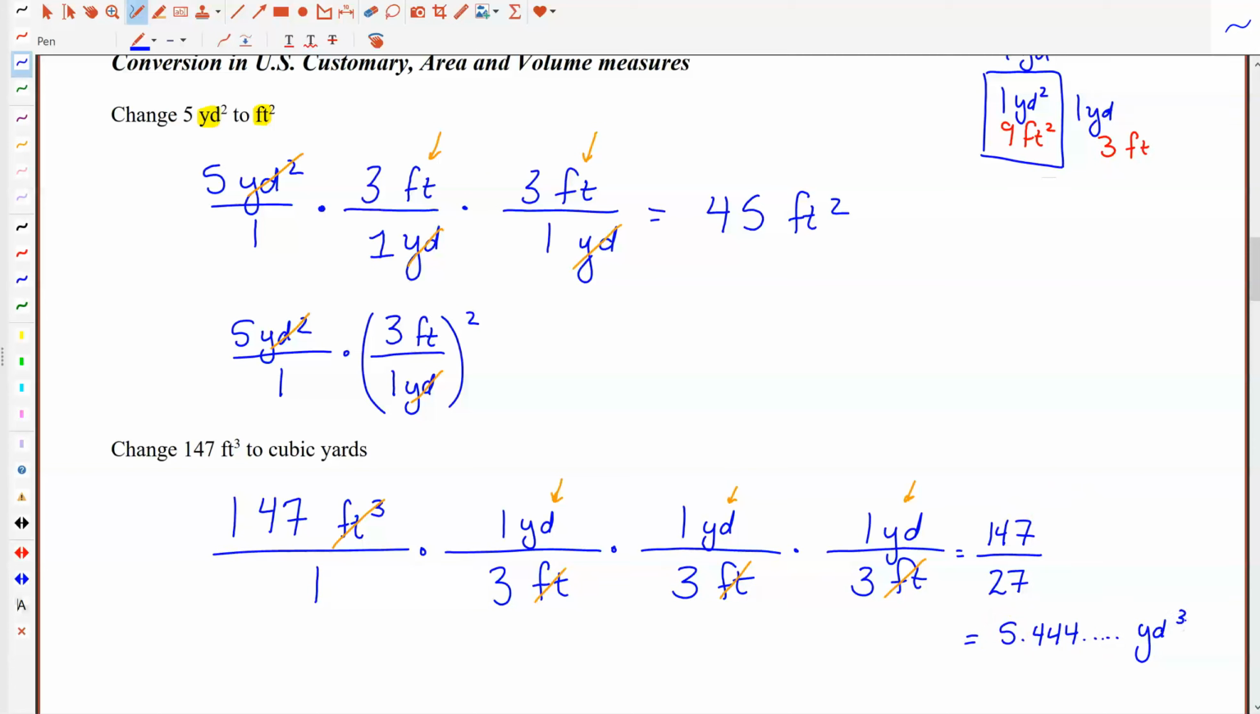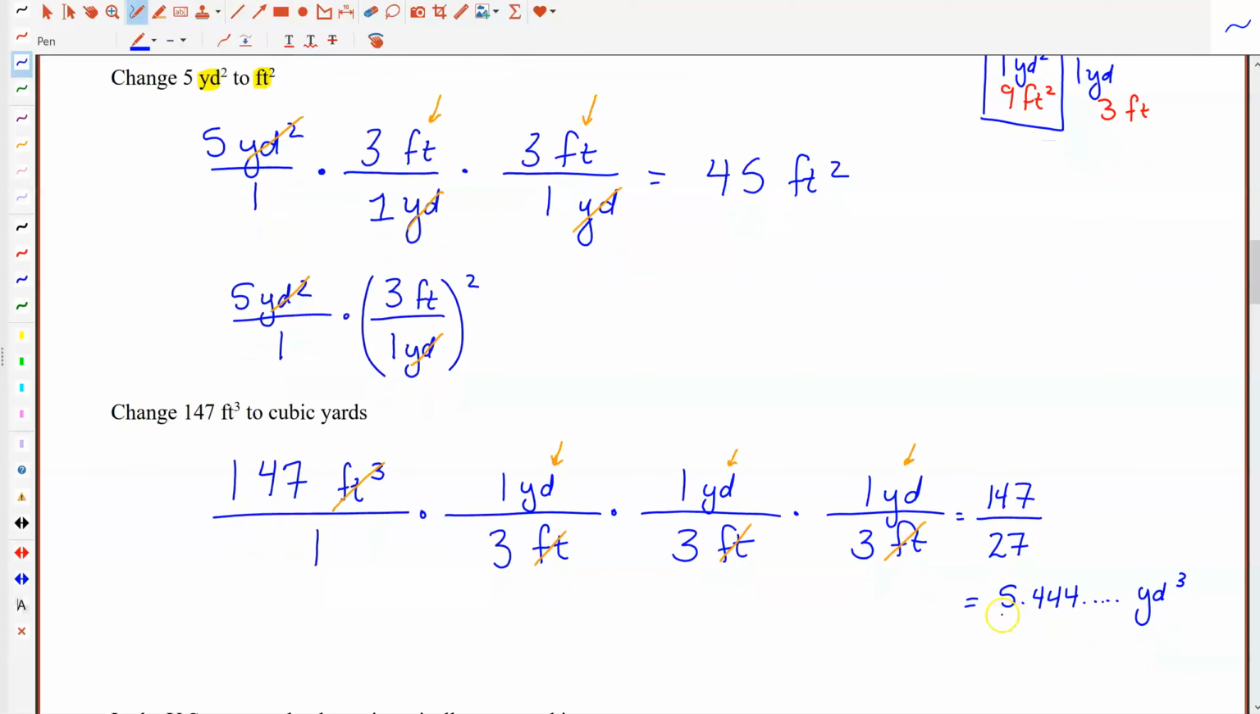Now if we were told to round this, let's say to 3 significant digits, so 1, 2, 3 significant digits. Since that 4 is not 5 or bigger, I'm not going to round that last significant digit up, so I would have 5.45 cubic yards. This would be a rounded answer.